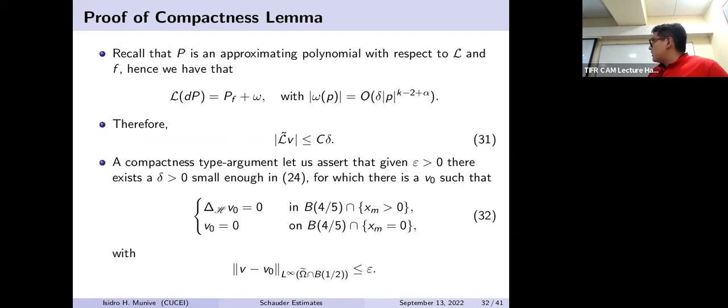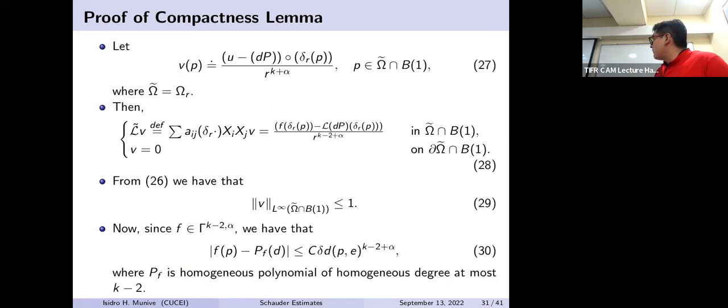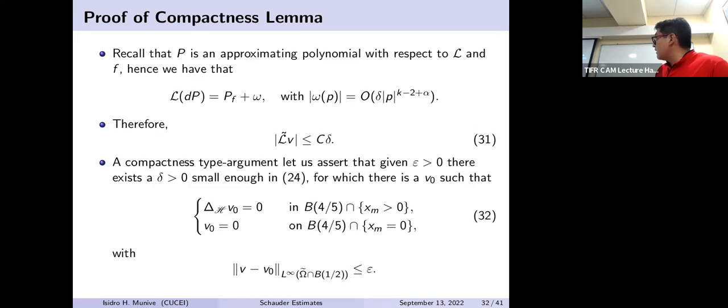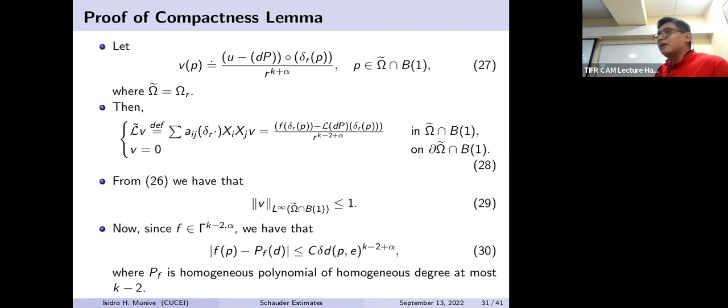So we have this. Since this is an approximating polynomial, we have this expression. This omega decays at this rate. So this comes from 27, and this one comes from 29. So this is the approximating polynomial.